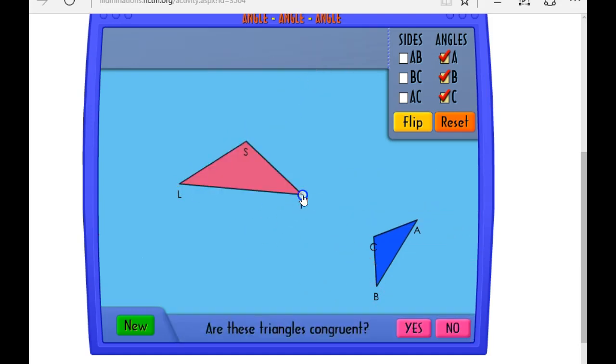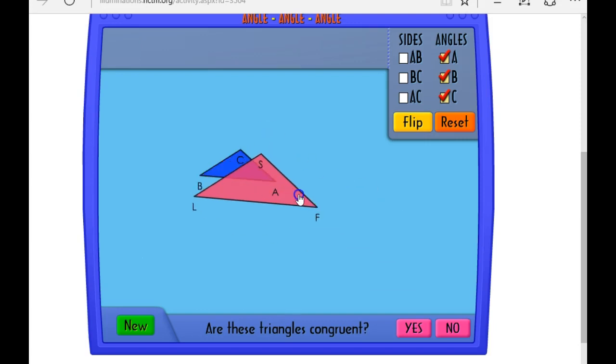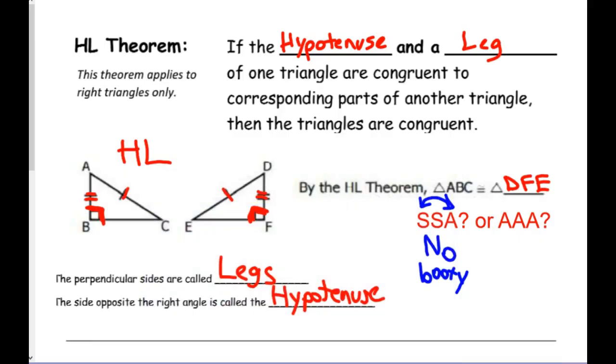Okay, so is it exactly the same? It's the same shape, but it's a different size. So that is not congruent. So AAA is also a no, no, no, okay?